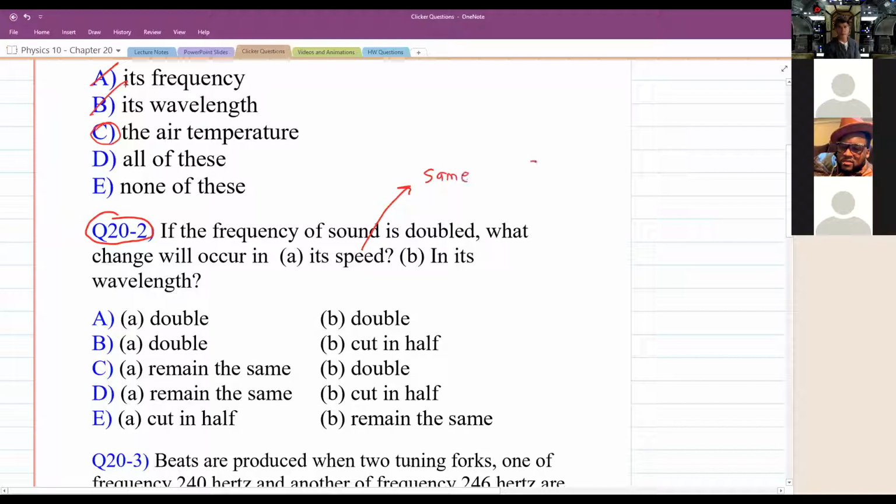But keep in mind, if the frequency of a wave goes up, the wavelength goes down, or if the frequency were to go down, the wavelength would go up, but the speed is the same in both cases. So the wave speed stays the same. If I double the frequency, then the wavelength is going to be cut in half. So the correct answer would be D, cut in half.